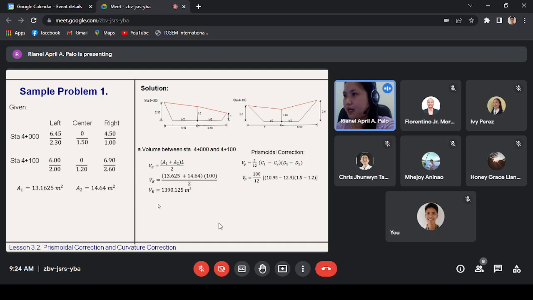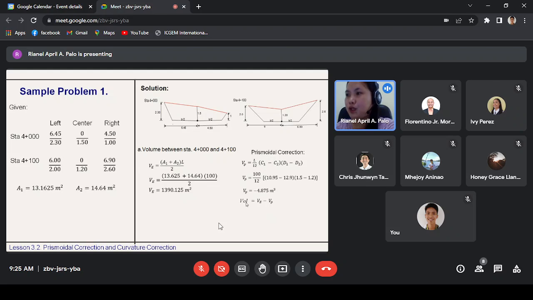Okay, nag-compute ba? Negative 4.875, ma'am. Okay, that's correct. So, ato volume of the prismoidal correction is negative 4.875.